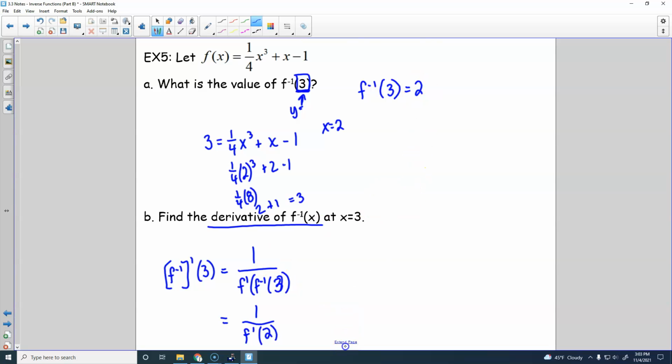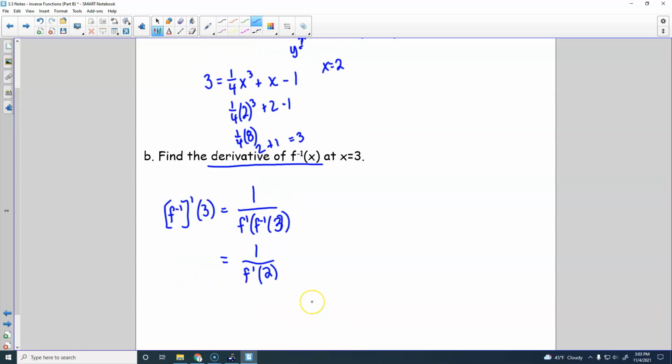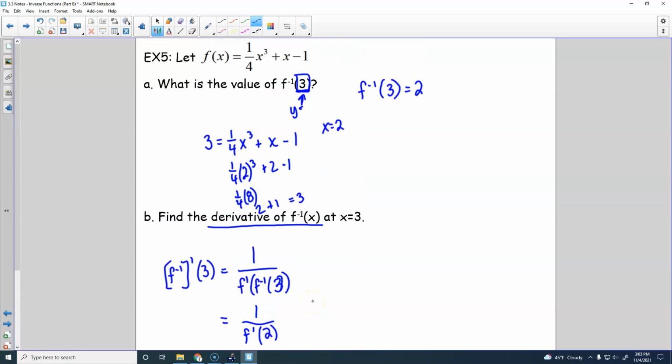And so we've got to find f prime of 2, which we can find fairly easily because it's just a polynomial function, right? So f prime of x is 3/4 x squared plus 1.